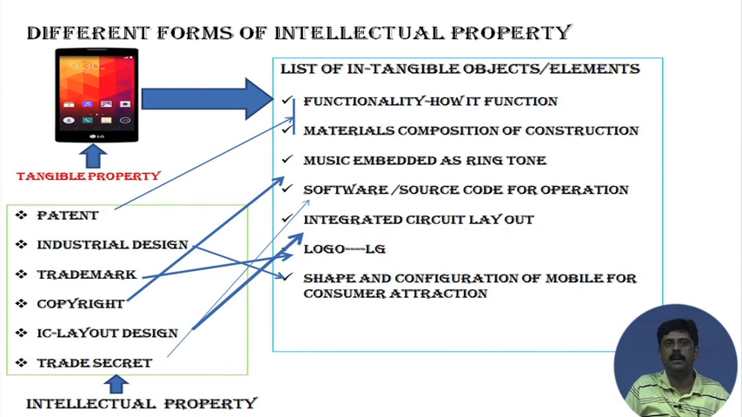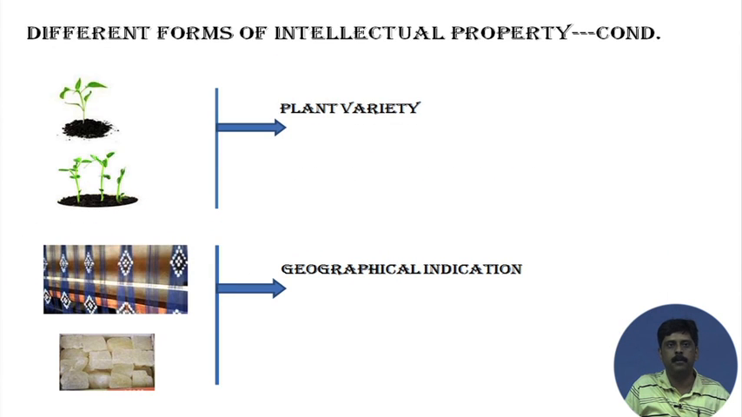This is not the complete list of IP. There are 2 other forms of IP. So overall, 8 forms of IP we'll discuss in this course. So the other 2 forms of IP: one is called plant variety, another is called geographical indications.